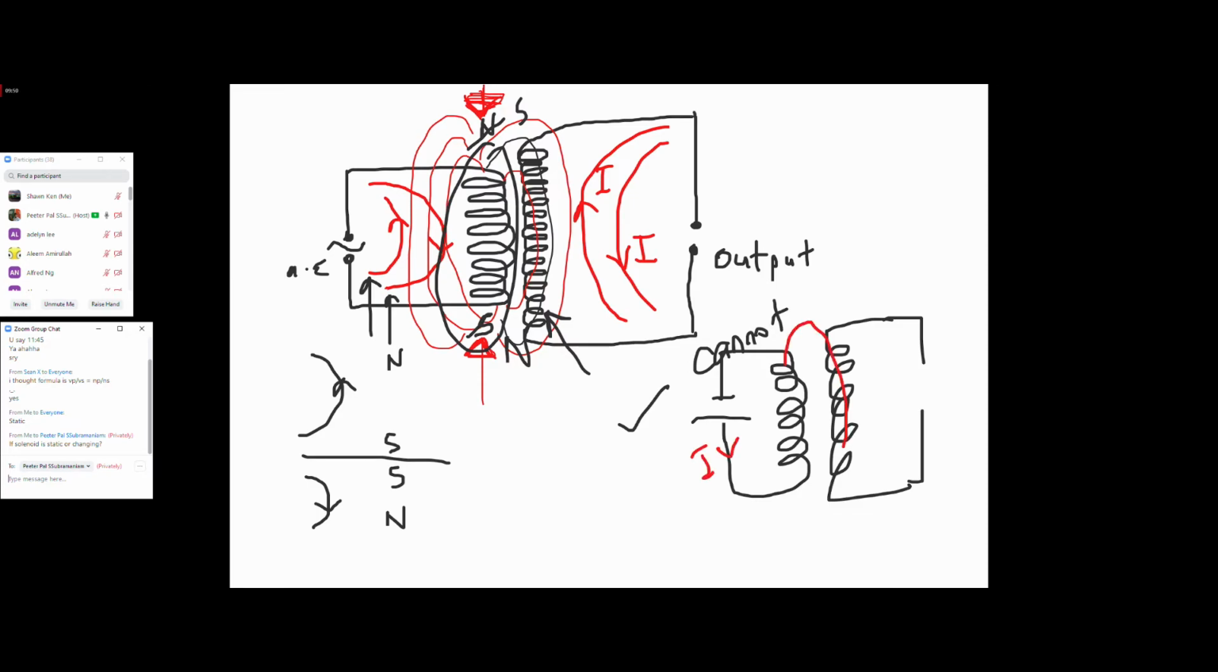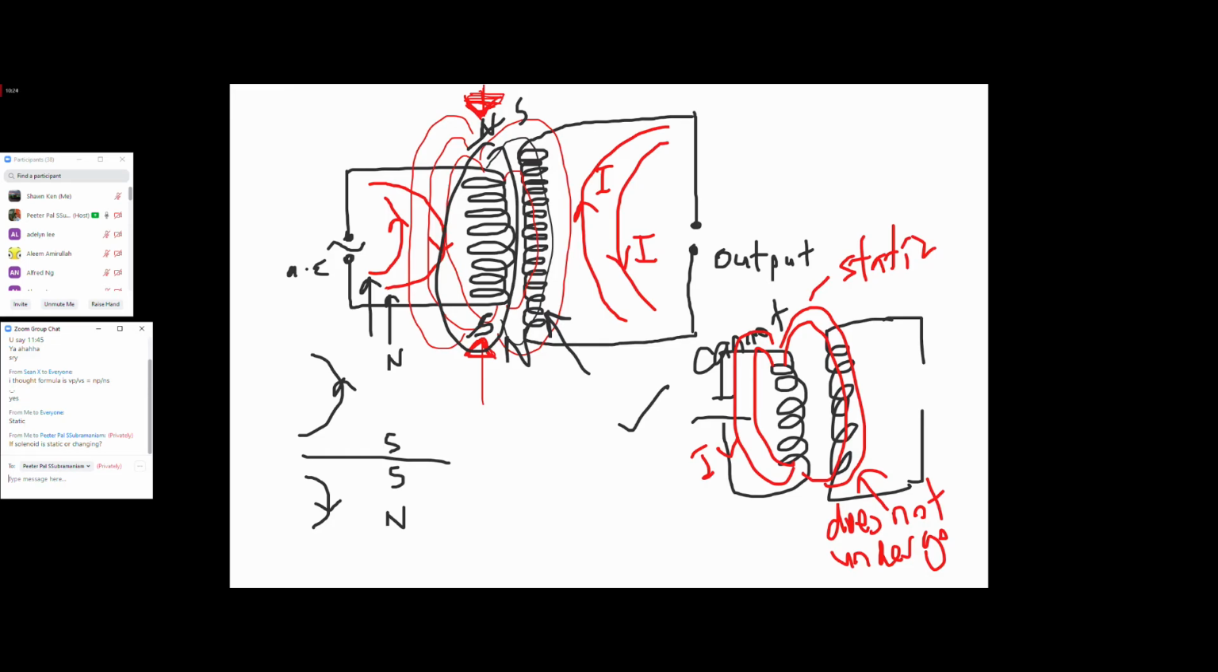Because this DC current will produce the magnetic field once, and the magnetic field will stay there constantly. It's a static magnetic field. When the magnetic field is static, the secondary coil does not undergo changes of flux. The secondary coil will experience changes of flux maybe the first time when it is formed; after that, it does not experience changes of flux.